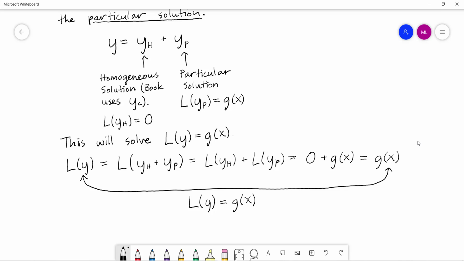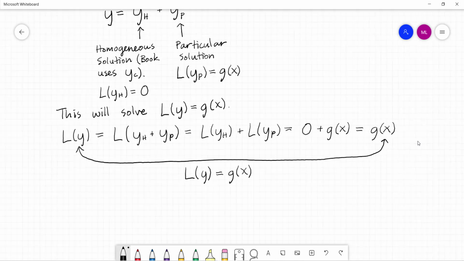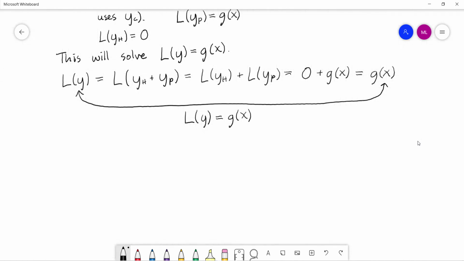This is the idea of superposition, essentially. And the idea of superposition, incidentally, superposition works on the particular solution as well.